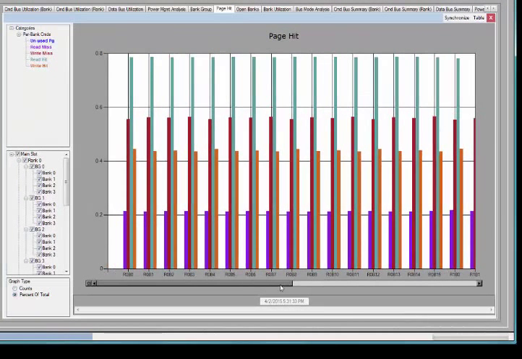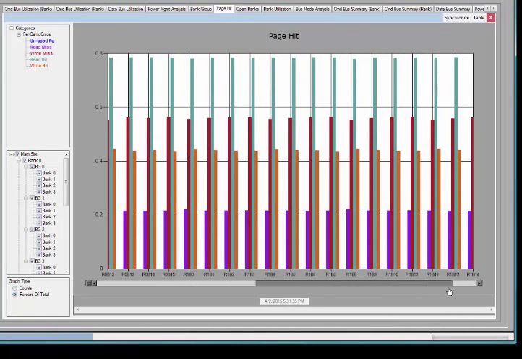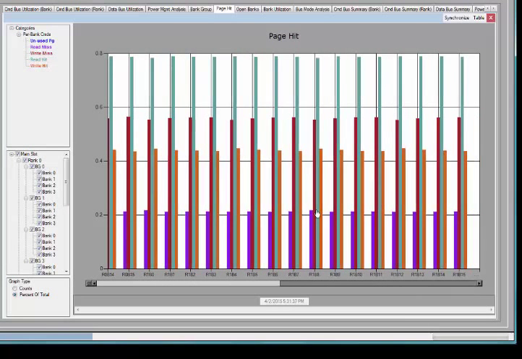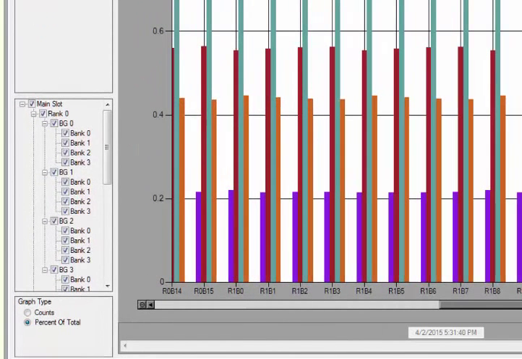This tracks the opening, access, and closing of all pages in the slot that the tool is installed in, and produces results in a graph by either counts or percentages.